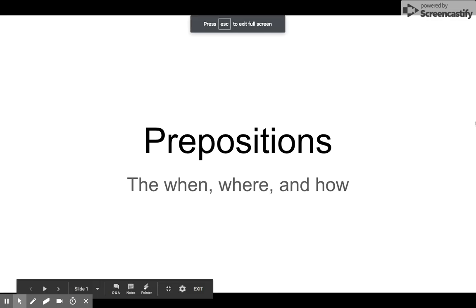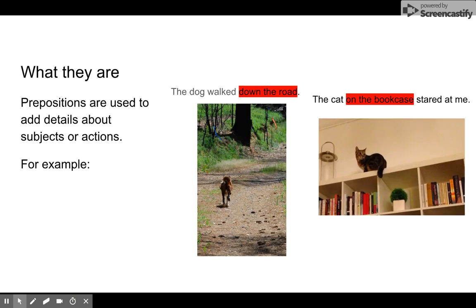Welcome to this lesson on prepositions. The when, where, and how. Prepositions are used to add details about subjects or actions. For example, the dog walked down the road. The prepositional phrase down the road tells you more about where the dog walked.